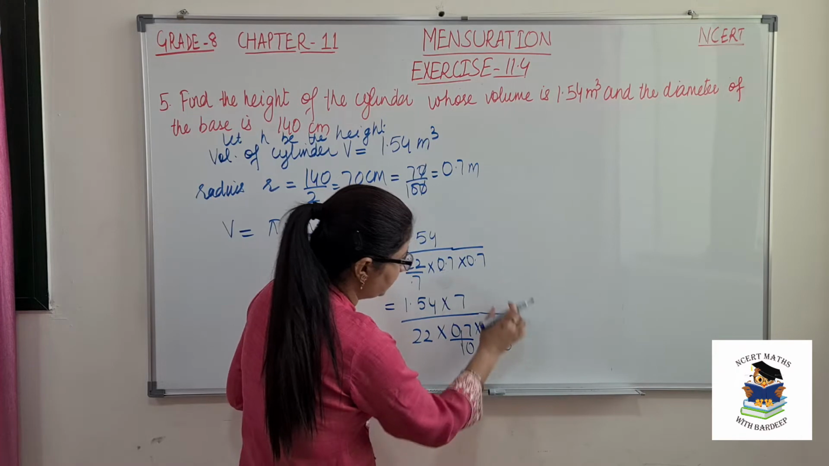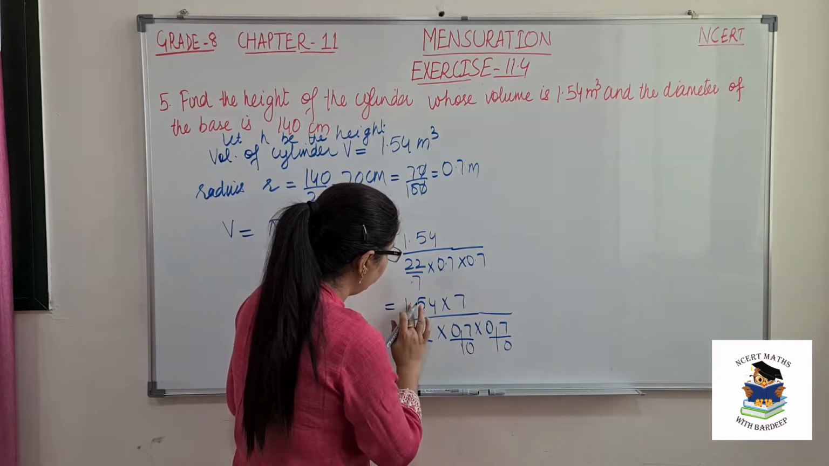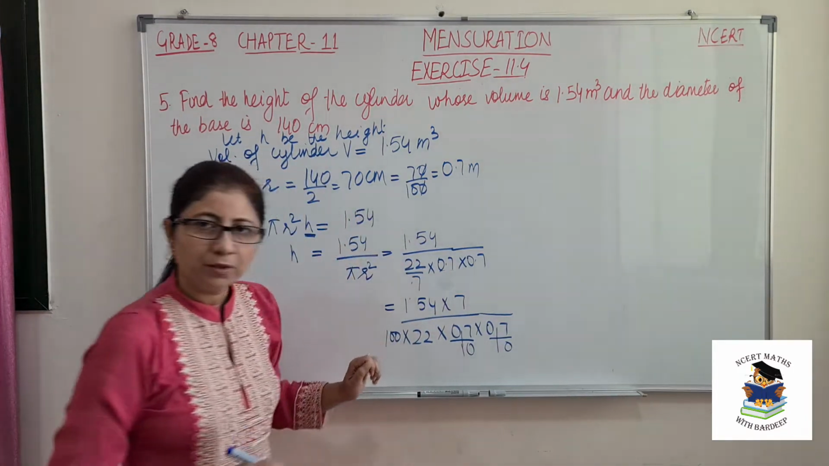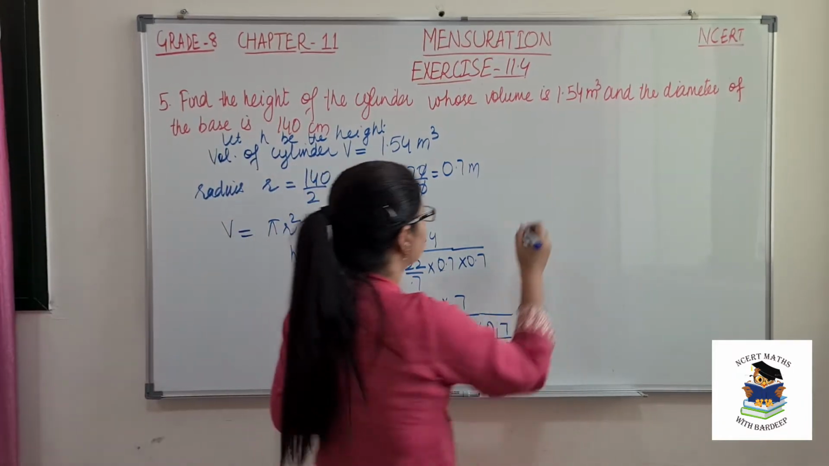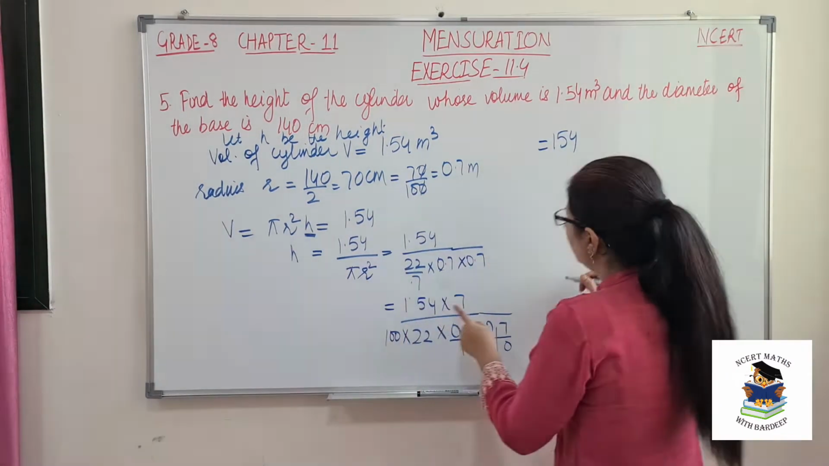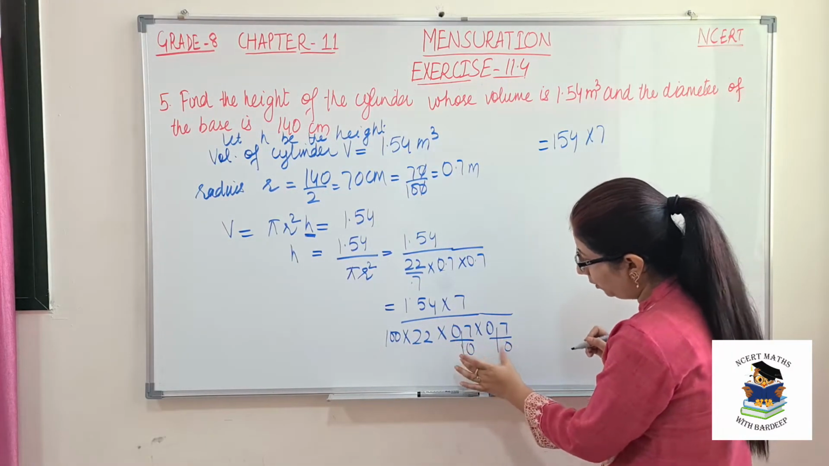So this 10 and this 10 will again go here. And for this 1.54, if I remove the decimal, I should have 100. Okay. So now let's first simplify this. This is 154 into 7. Okay. So what is more in the numerator?